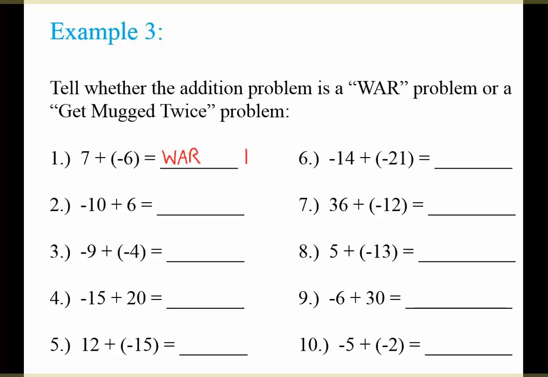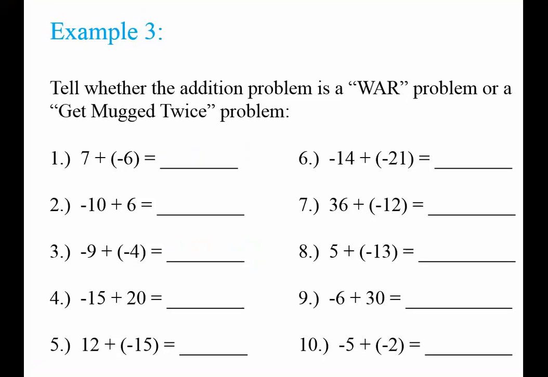Go ahead and take a look down. Look down at 1, 2, 3, 4, and 5. Which problem is the first get mugged twice problem that you see? Okay, it's not number 2, but if you look at number 3, we do see a get mugged twice. So maybe you can just abbreviate that as GMT for our purposes here. That's a get mugged twice. You lose 9, you lose 4. Altogether, how many have you lost? You've lost 13, so negative 13 answer. Okay, I want you to do the rest on your own. So go ahead and pause now, and then we'll reconvene and go over answers.